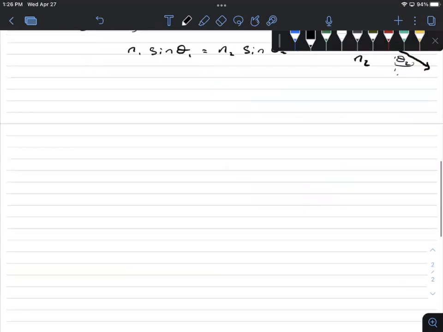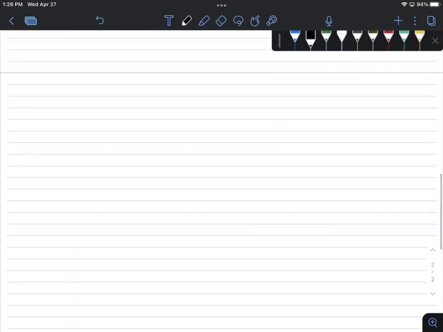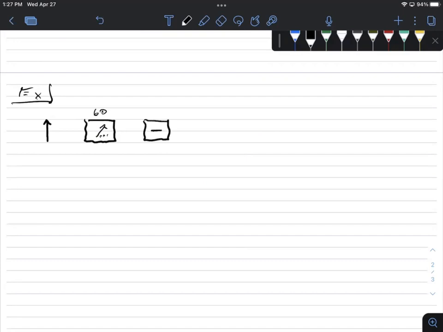Okay, yeah, no problem. Let me do an example really quick. So here's an example of polarization. Let's say we have light. The light starts polarized up. Then we have, let's say, 60. Then I have here horizontal.